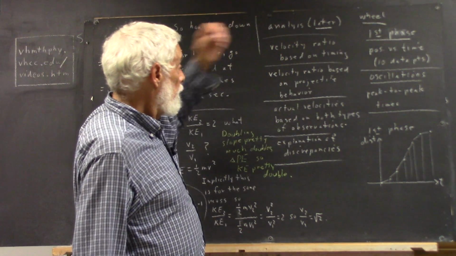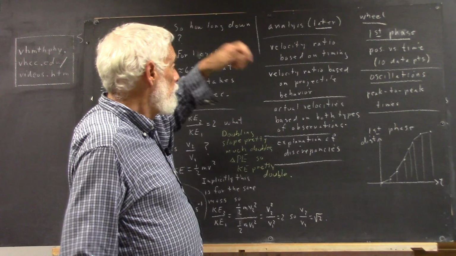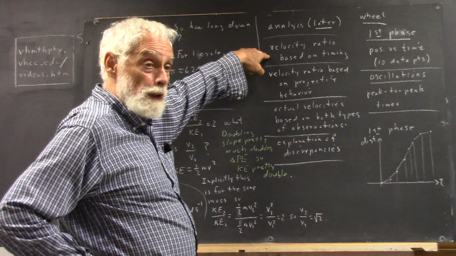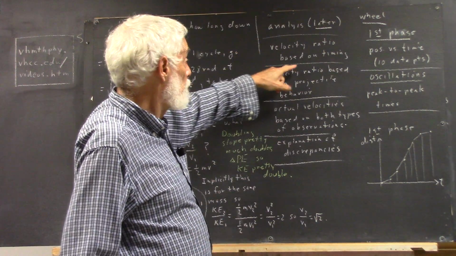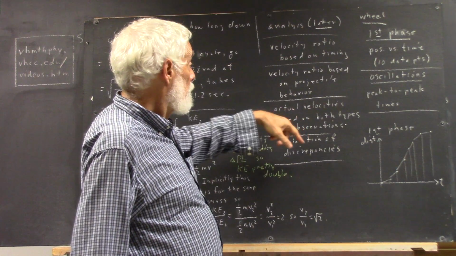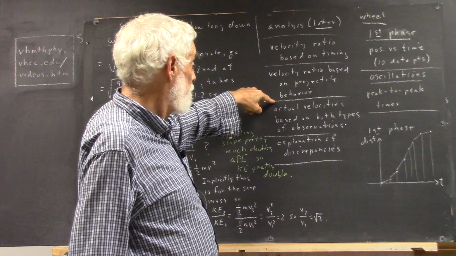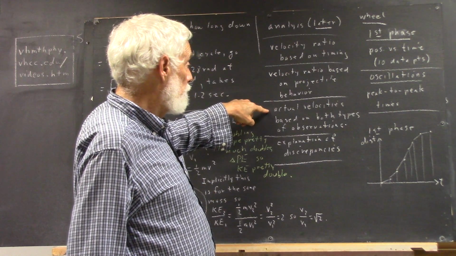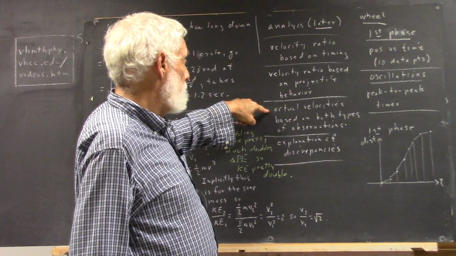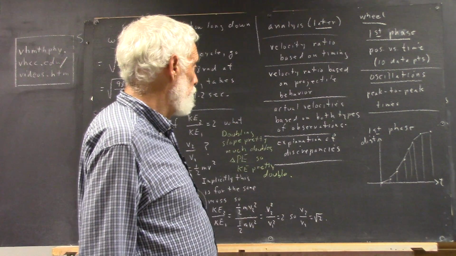So things that you'll be asked to analyze, among other things, are the ratio of the velocities in the two ramps based on timing. And then the velocity ratio based on projectile behavior. And then the actual velocities based on both types of observations.